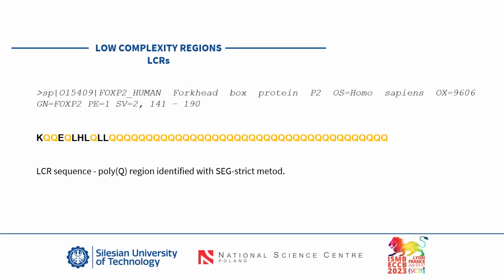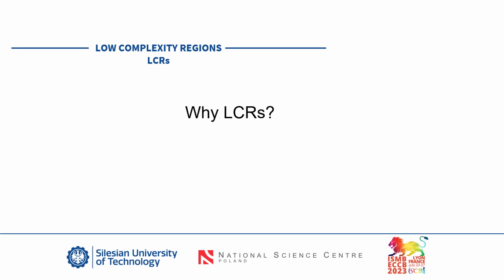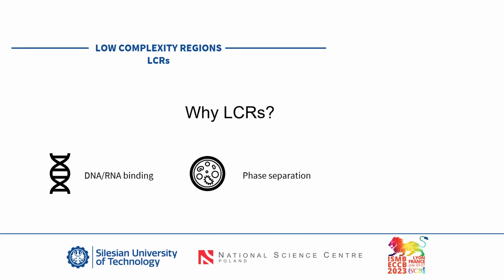Low complexity regions, LCRs, are protein sequences characterized by low amino acid diversity. In times where the proteome was still poorly investigated, researchers regarded LCRs as non-functional regions and ignored them. Nowadays we know that LCRs can play an important role in cells. They are involved in binding molecules and take part in phase separation or aggregation. They can also be related to neurodegenerative diseases.